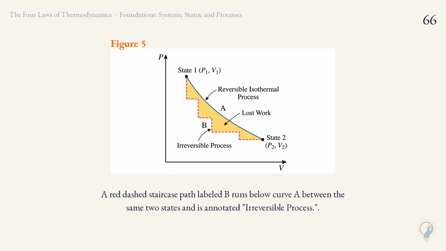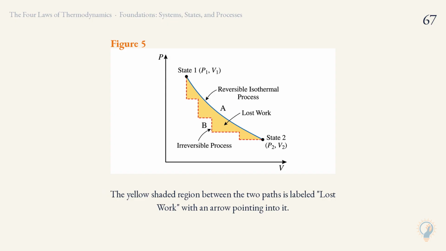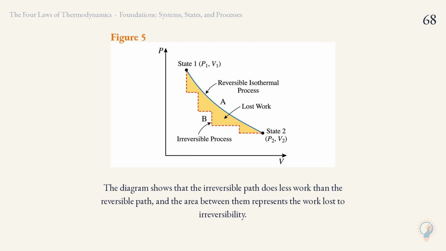A red dashed staircase path labeled B runs below curve A between the same two states and is annotated irreversible process. The yellow shaded region between the two paths is labeled lost work with an arrow pointing into it. The diagram shows that the irreversible path does less work than the reversible path, and the area between them represents the work lost to irreversibility.